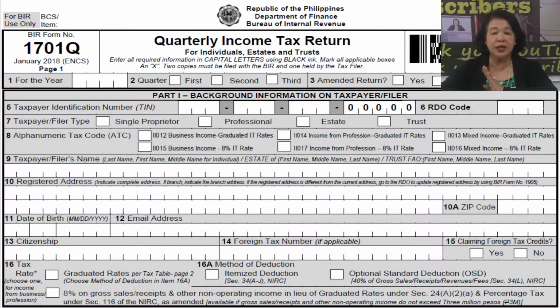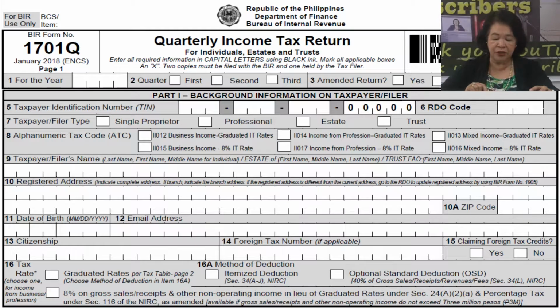So, ano po ang tanda natin dito sa 1701Q? Pagka ang pinili po ninyo sa first quarter pa lang ay optional standard deduction, makikerry na yan hanggang sa pag-file na po ninyo ng annual. Ganon din sa 8% na option rate. Kung halimbawa ang pinili nyo during the first quarter, chinek ninyo itong option 8% on gross sales or receipts, then hanggang sa pag-file na po kayo ng annual for the whole year period, yun na po yung deductions na ang gagamitin ninyo.